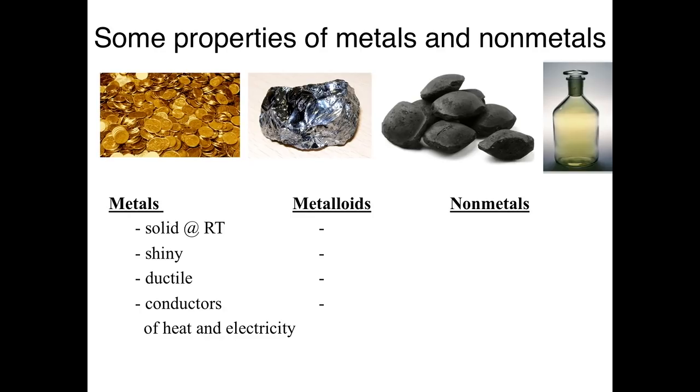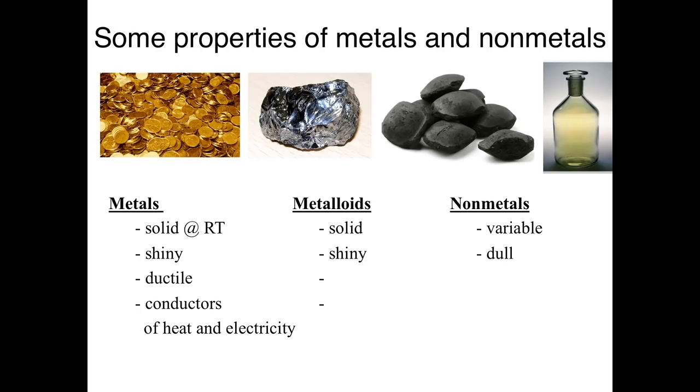And now let's compare that to metalloids and nonmetals. Our prime example of a metalloid here is this block of silicon, whereas nonmetals are this block of charcoal, which is carbon, and this bottle of chlorine gas. Alright, so going back to metals being solid, nonmetals don't have to be solid. Some of them are solid like the charcoal, but some of them are gases like the chlorine gas. Whereas metalloids are going to be solid.